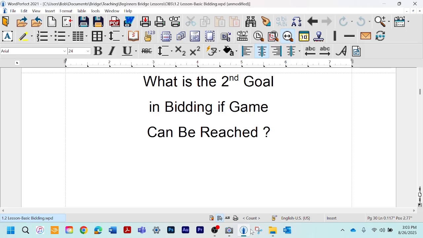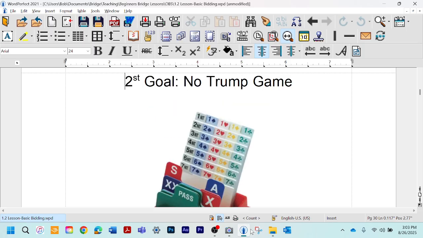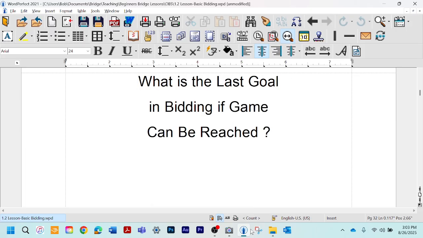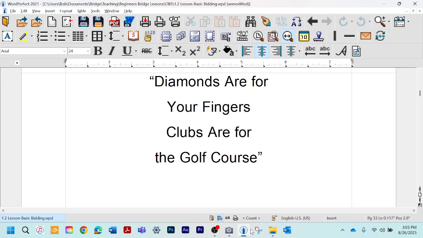Second goal of bidding, if game can be reached, is a no trump game. And if you look all the way on the left side, you'll see the no trump bids. One no trump and three no trump is the game bid. The last goal of bidding, as I've told you before, is clubs and diamonds. And there's the jingle. Notice I got it in quotes. Diamonds are for your fingers, clubs are for the golf course.